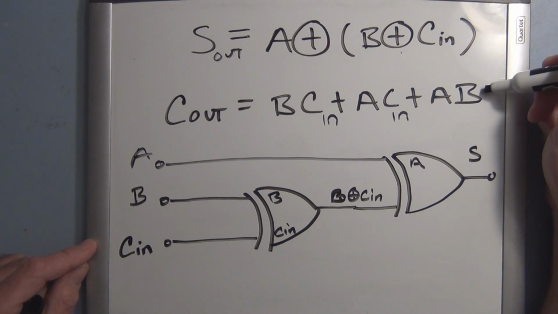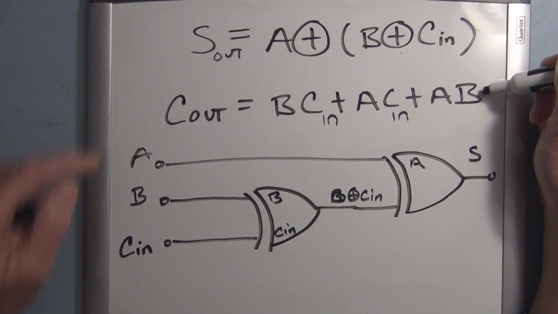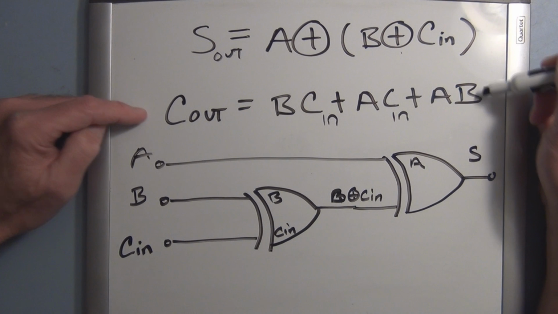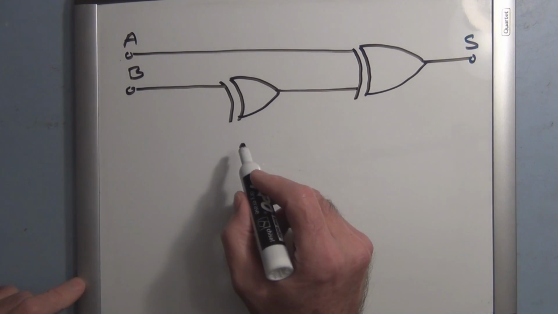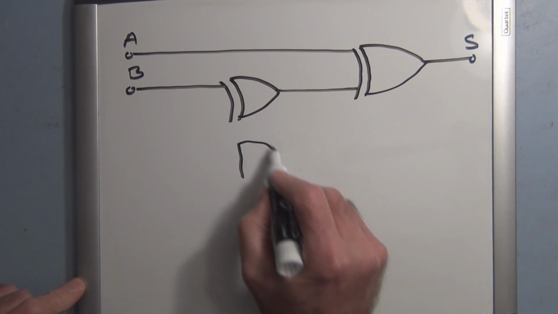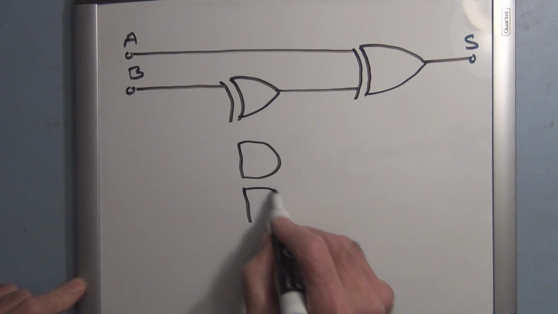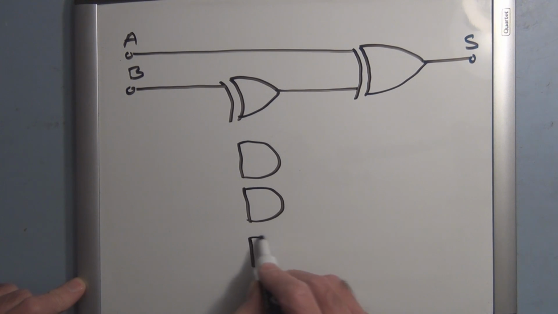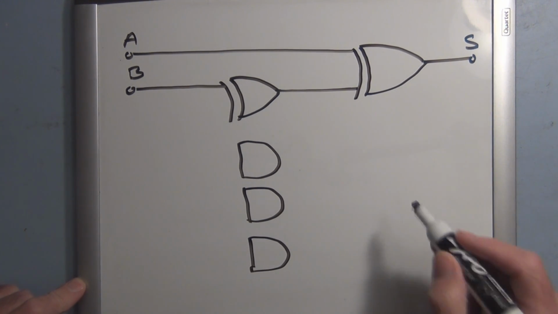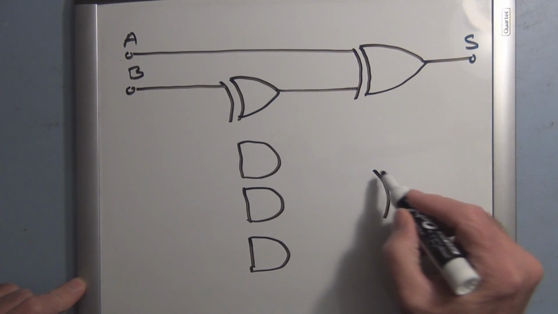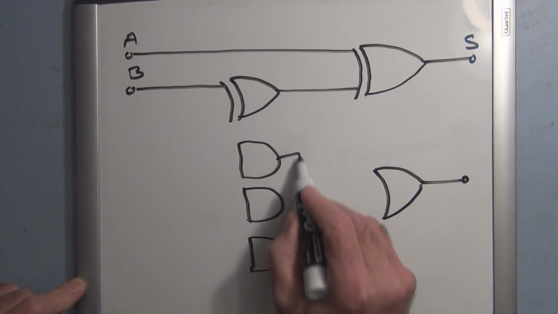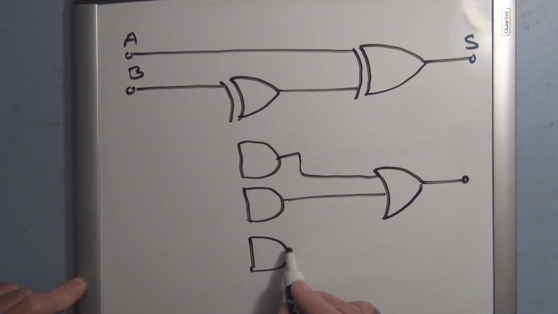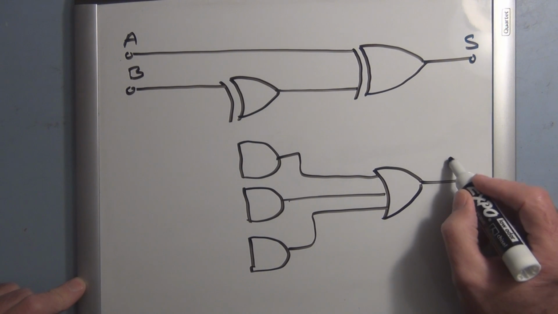So now we just need to figure out the circuit for the Boolean expression here that's for the C output, and add that onto this circuit. So we know we need 3 AND gates, 1, 2, and 3, and a 3-input OR gate that they feed into. That's C out.